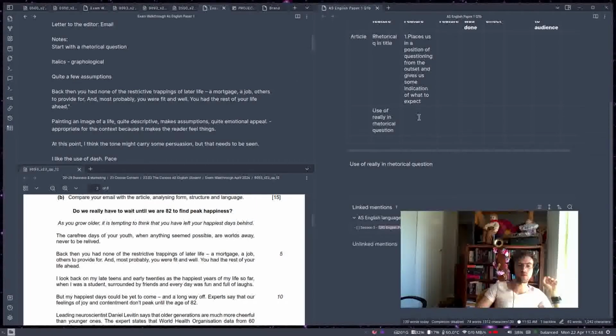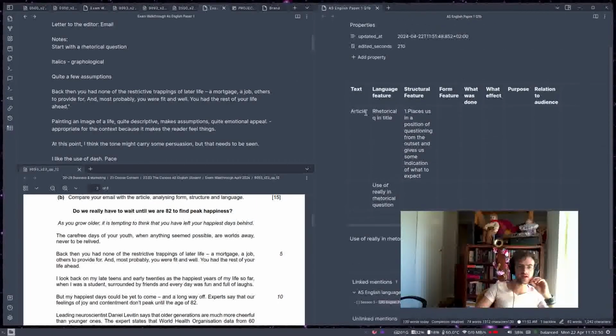So this is one way to do it, and I'm going to see how it goes. So let's do this one thing complete. So we've got the rhetorical question in the title. It places us in a position of questioning from the outset. The form feature, is this relevant to the form? Okay. So what do you think? Is this relevant to the form? Does this help achieve the purpose of the article?